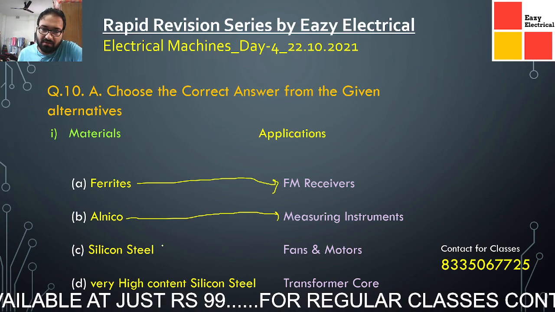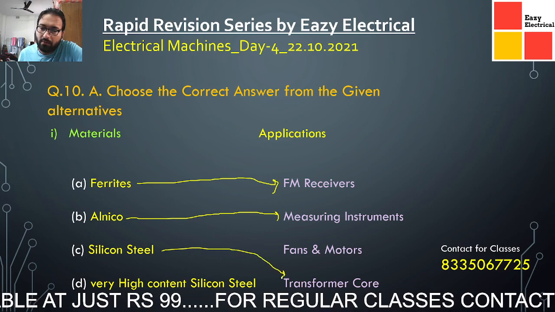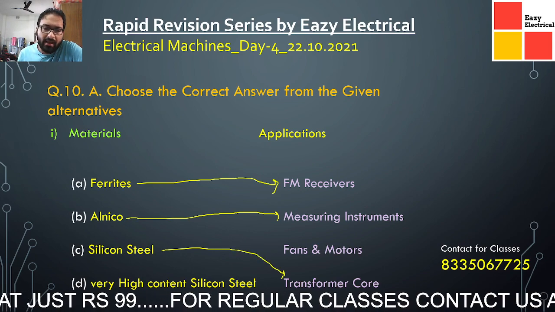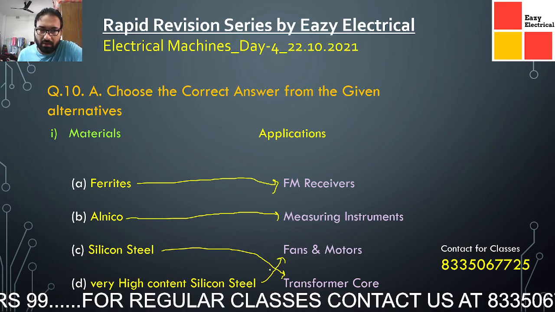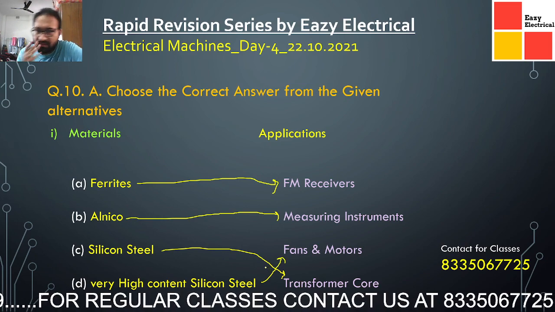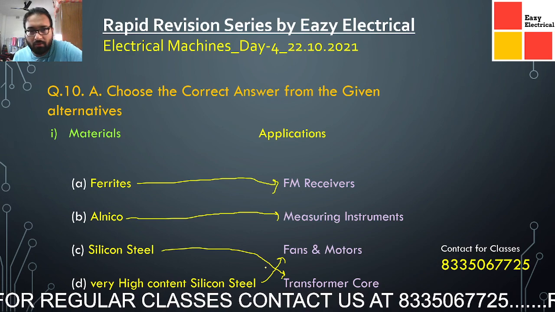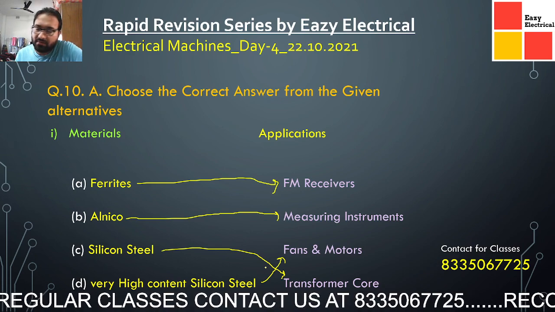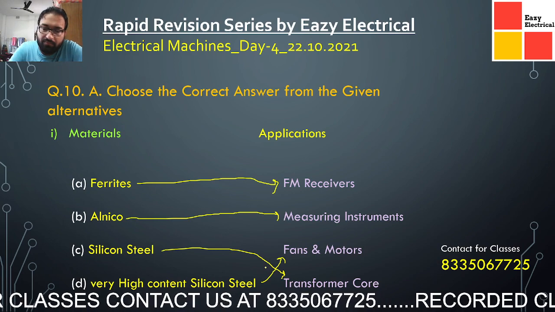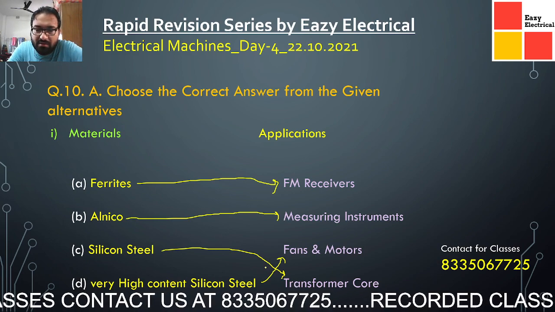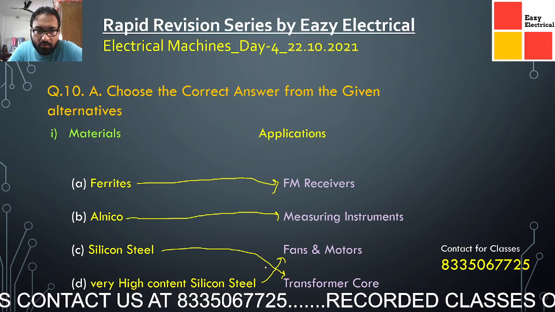Now silicon steel is used in transformer cores, and a very high content of silicon steel is observed in fans and motors. These are very important points. Because of the reduction of hysteresis losses, silicon steel is employed in machines, in transformers, and in fans and motors.